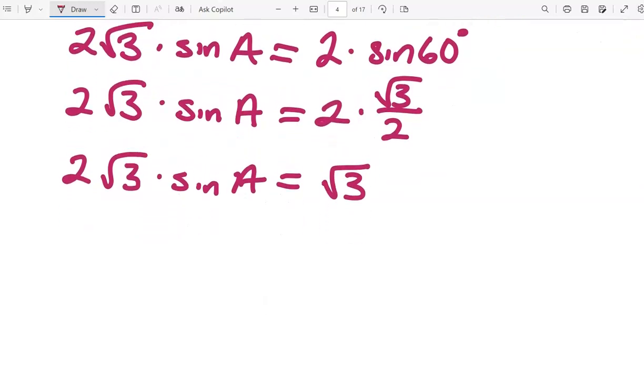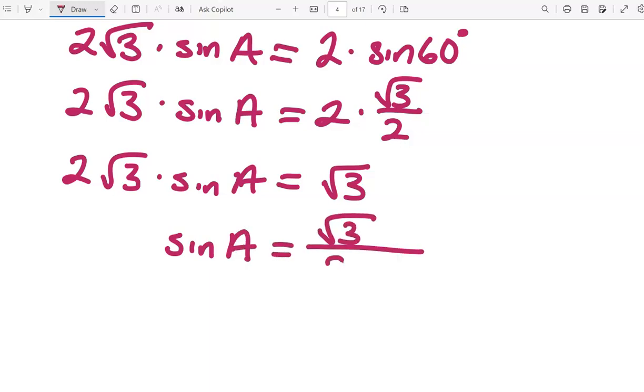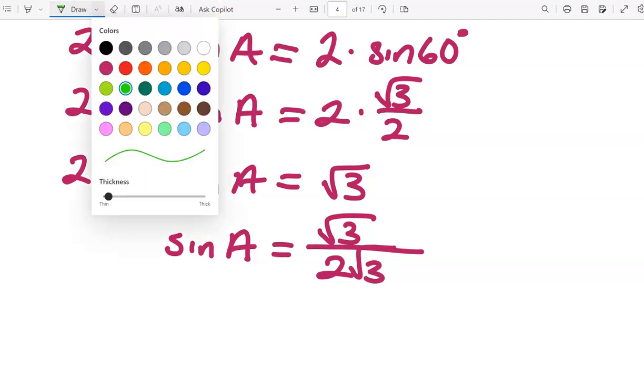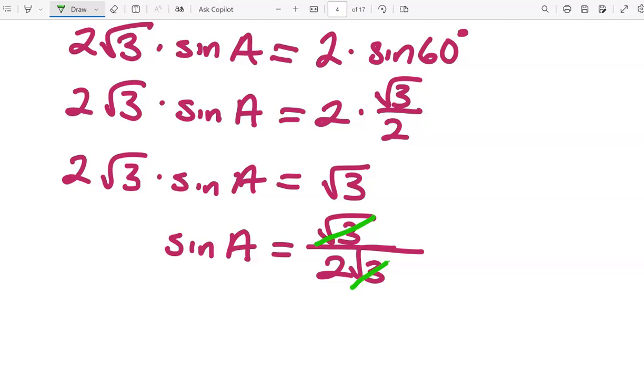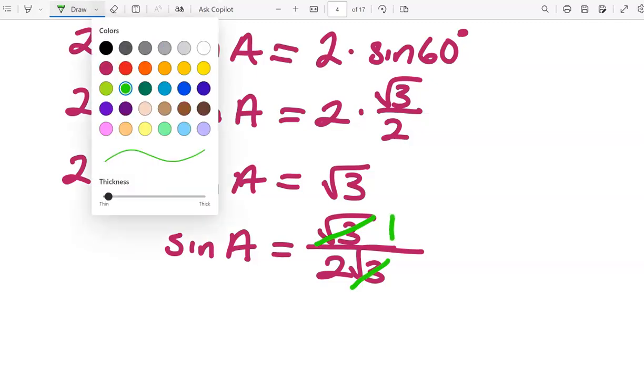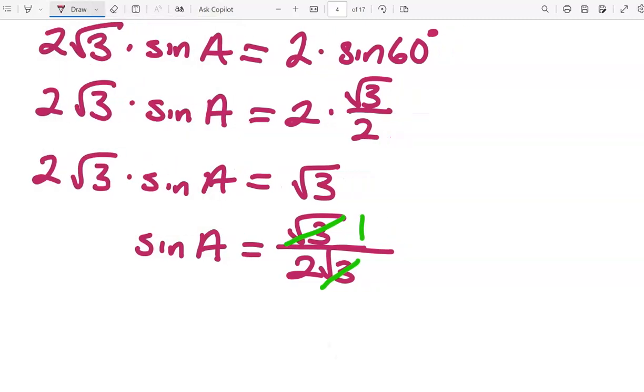And now we want to find the value of angle A. Well, we have to first divide by 2 times the square root of 3 in order to get the sine of A by itself on one side of the equation. So the square root of 3 divided by 2 times the square root of 3. Let's grab that handy-dandy cancellation pen. Cancel those common factors, leaving 1. So sine of angle A is equal to 1/2.